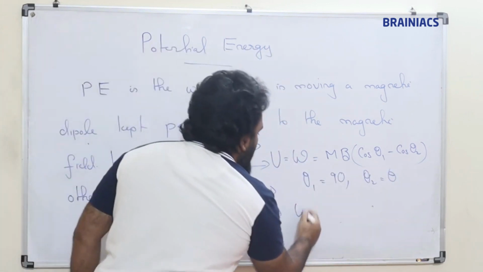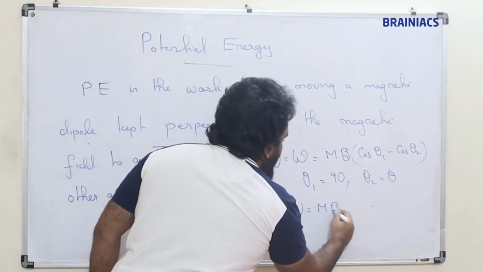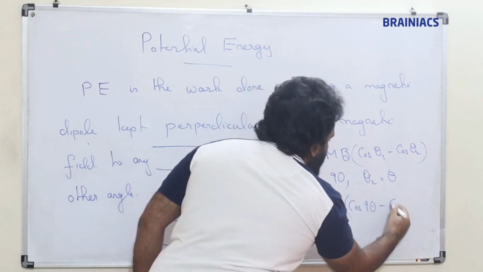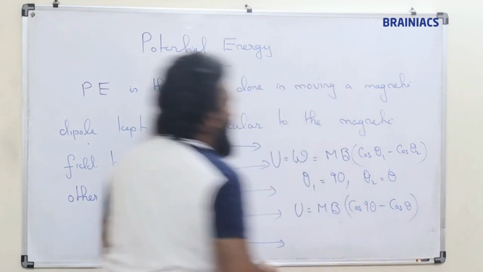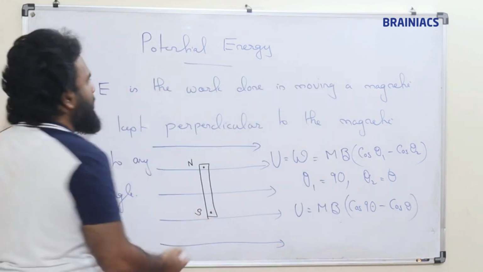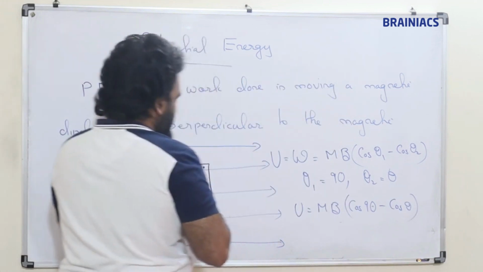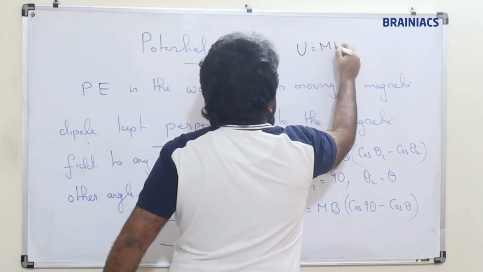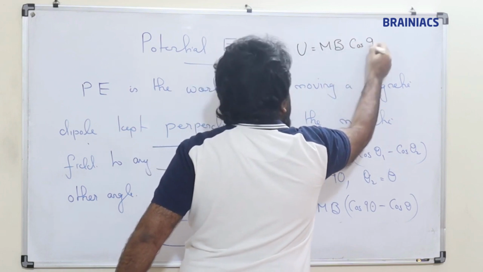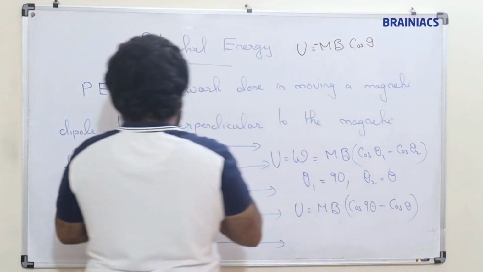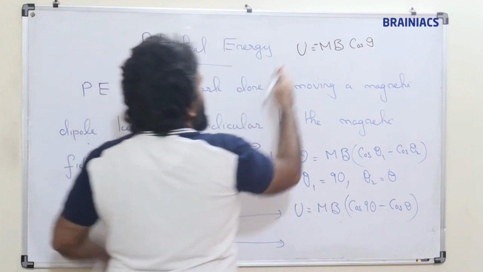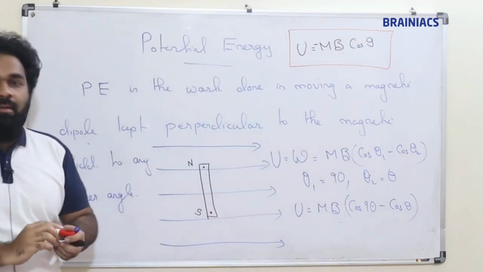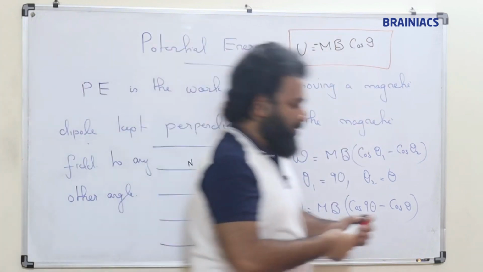So potential energy is going to be what? MB (cos 90 minus cos theta). Cos 90 minus cos theta. So this is going to be what? U, potential energy, is equal to minus MB cos theta. Here negative will come. Okay, so this is the formula for potential energy. This is how the definition is given. Follow this methodology and method. Clear? Please pause the screen and note it down.